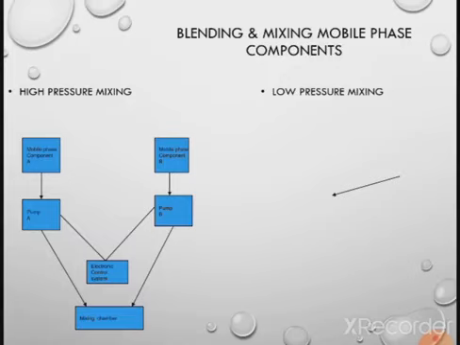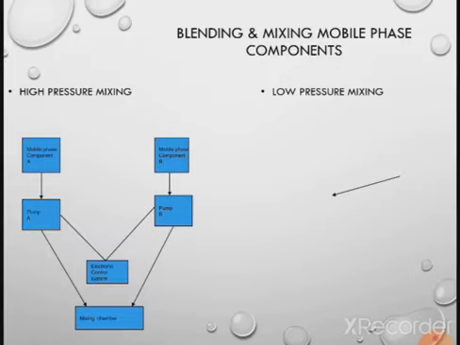As we see in the low pressure mixing, we have mobile phase component A, mobile phase component B, and mobile phase component C. All these three components are mixed by using variable valves, and these valves are controlled electronically with the electronic control system, and these are low pressure.